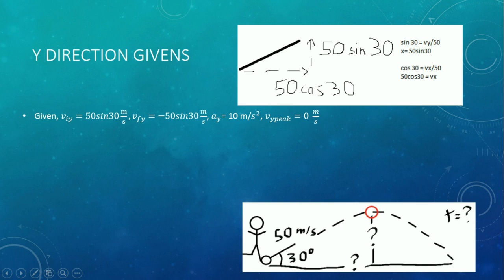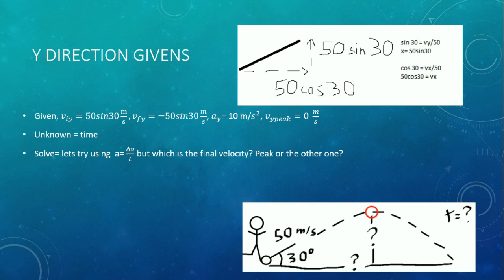Acceleration in the y direction is 10 meters per second squared because gravity, yes, you got it, gravity. And at the peak, we know the y velocity is zero because it stops at the very top for a second. So, if we use our information and we know that we want to solve for time, let's use the acceleration formula, or the definition of acceleration.